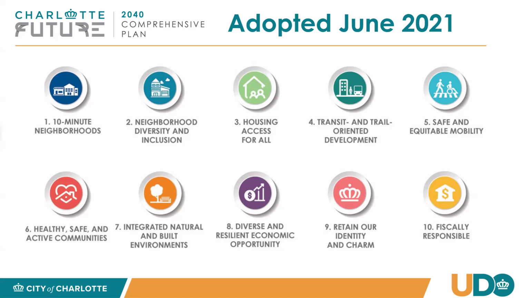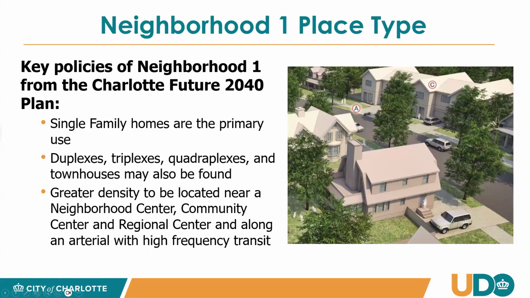I'm not going to go through all of the ins and outs of the other ones, but I just do want to read them to make sure that in the context of this discussion, we're thinking about how all 10 of these balance. So healthy, safe, and active communities, integrated natural and built environment, diverse and resilient economic opportunity, retaining our identity and charm, and then fiscal responsibility. So you'll probably hear me refer back to some of these in where we are proposing to go and what the text amendment proposes, because it's really important that we're rooting that text amendment into the balance of these 10 major goals. Next slide.